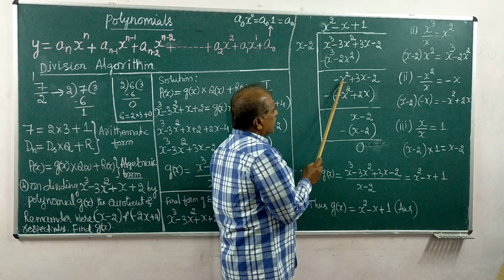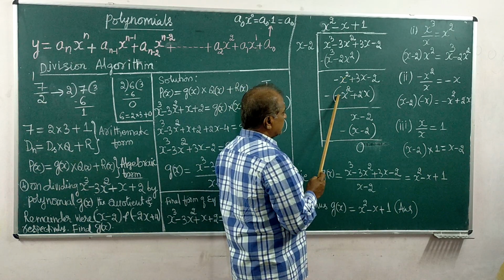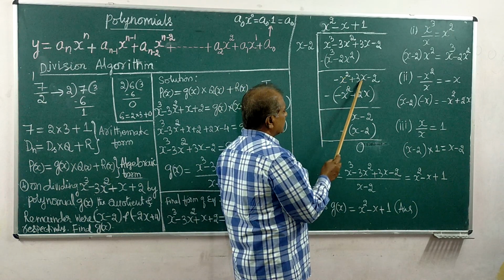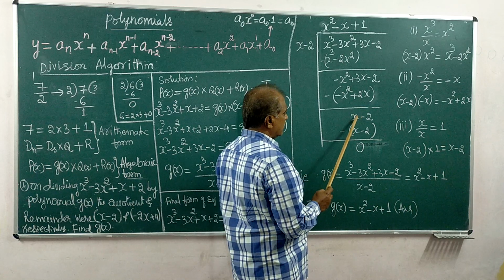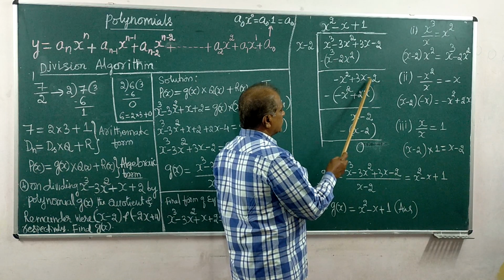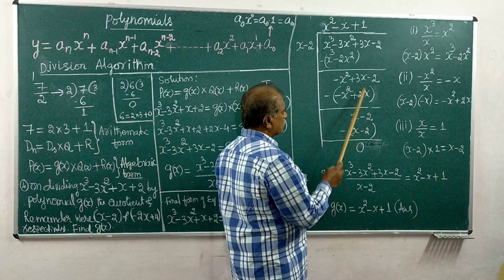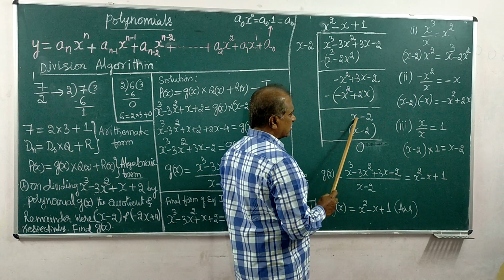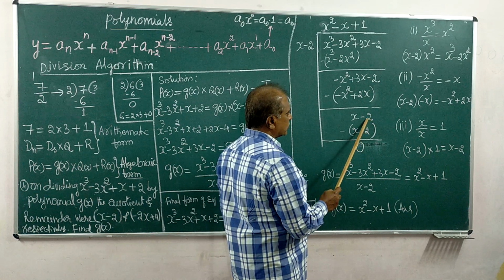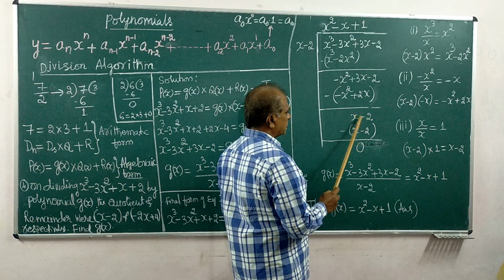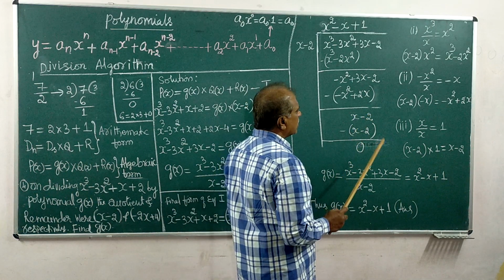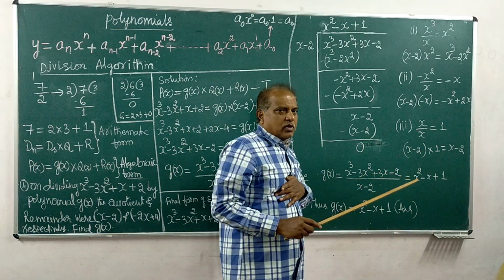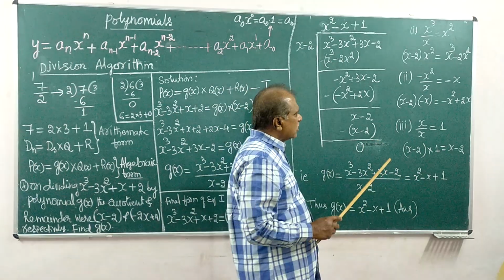Upon subtraction, minus x square plus x square cancel. 3x minus 2x is x, then minus 2. Plus 3x is there, minus 2x, x minus 2. We get this step: x minus 2. It requires one more step of division.